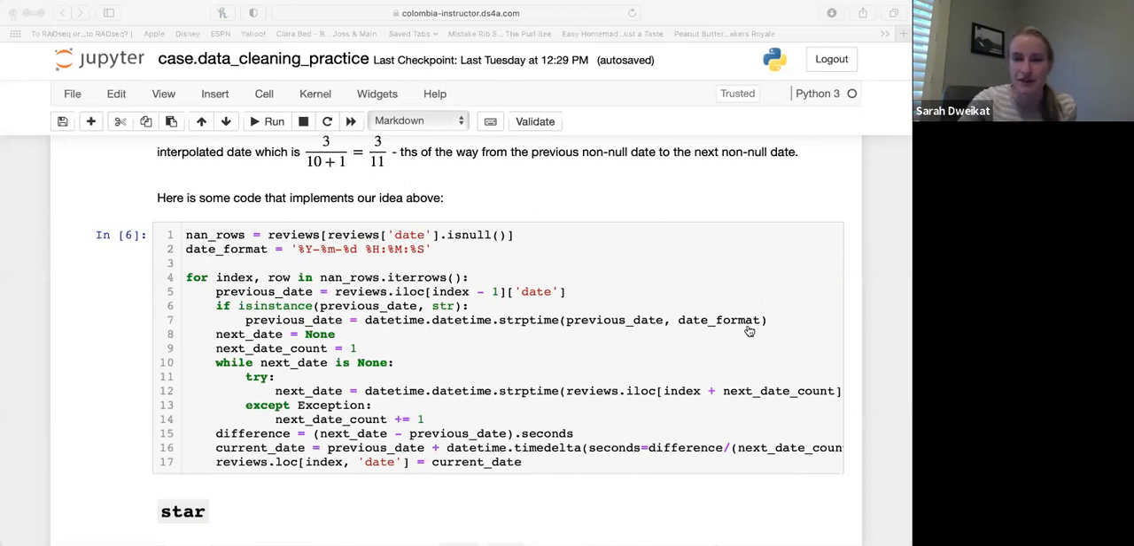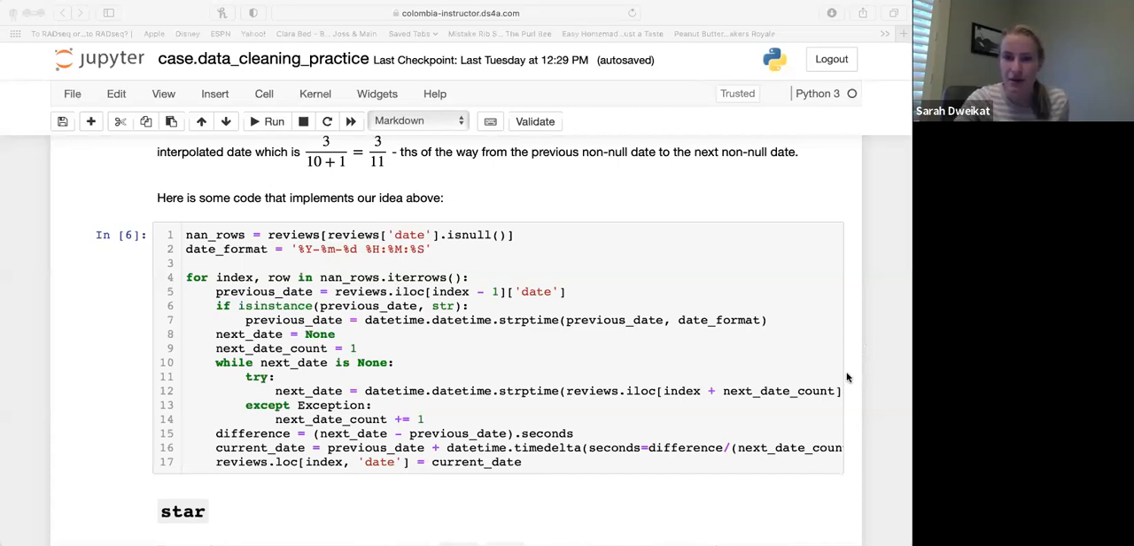So let me check in and see if there are any questions. Yeah, there was a good question about if there's a null value in the last row, then yeah, it will just continue to count. It won't actually complete your code. That's a good question.